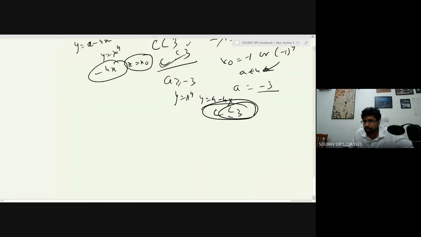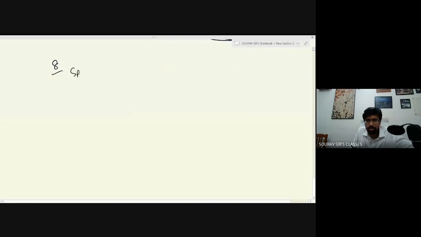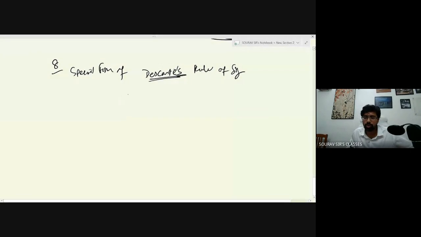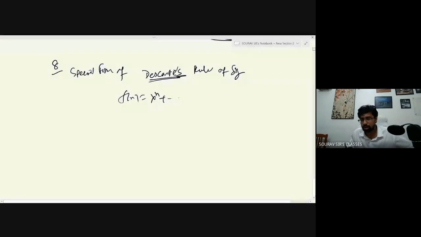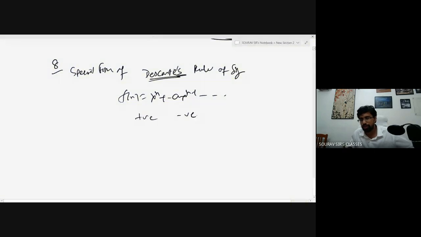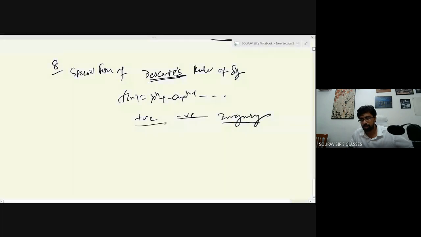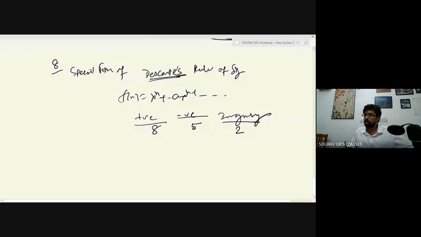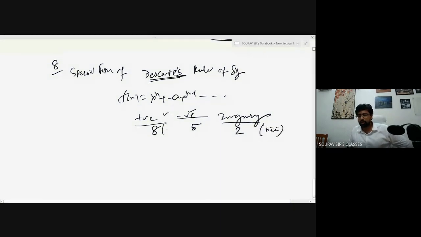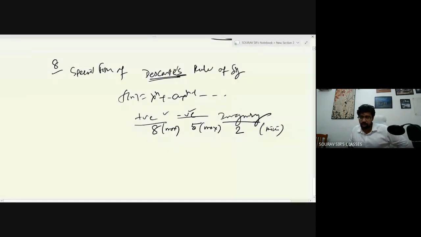But in Descartes' rule of signs, I am telling you another special form of Descartes. See, I am writing Descartes, the S is silent actually. For example, if you get a combination from a function f(x) equal to x to the power n plus a x to the power n minus 1 and so on, that the positive, negative and imaginary roots may be 8, maybe 5, maybe 2. So this is the condition. But now this will go down. This is the maximum real and negative, and this is the minimum imaginary. Whatever the first part gives you is the minimum of the imaginary, the maximum of the positive and the maximum of the negative. But they can go down in couples.